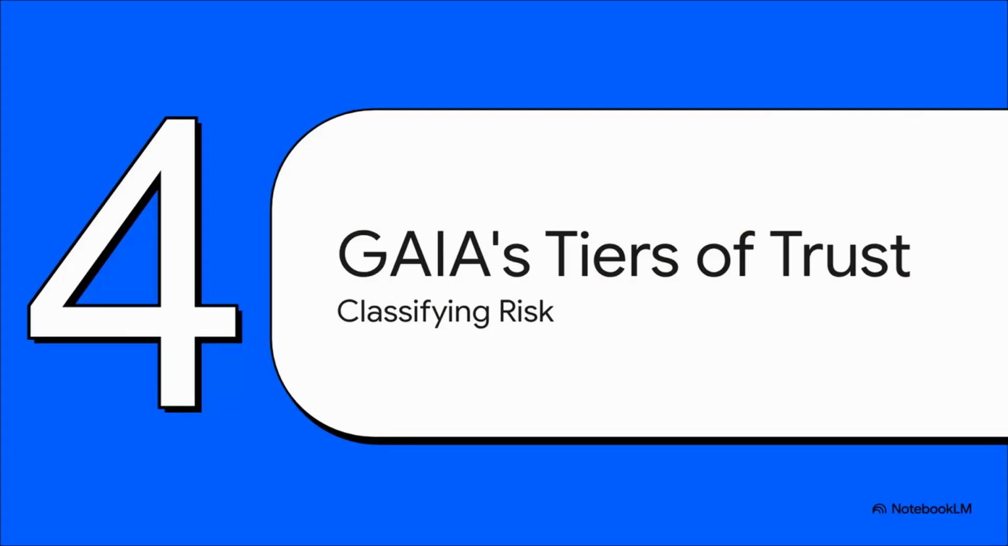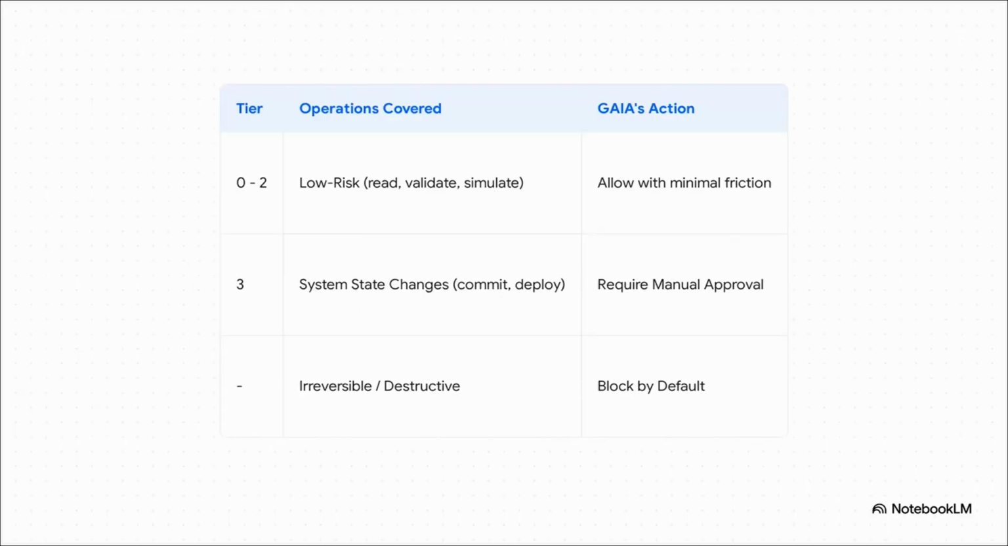Okay, so I mentioned that Gaia classifies commands into security tiers. This is really the heart of how it works. It's core intelligence. So let's break down what these tiers of trust actually look like. It's pretty straightforward. You've got tiers 0 to 2, which cover all the low-risk stuff, things like reading files, validating some code, or just simulating changes. These run with almost no friction, so most of the time, the security is totally invisible.